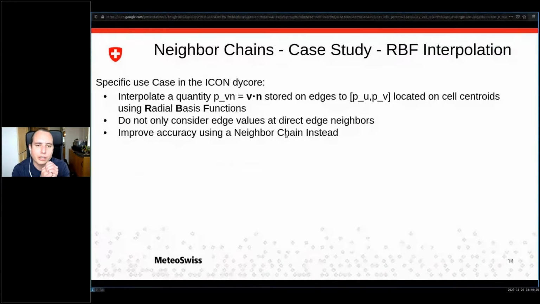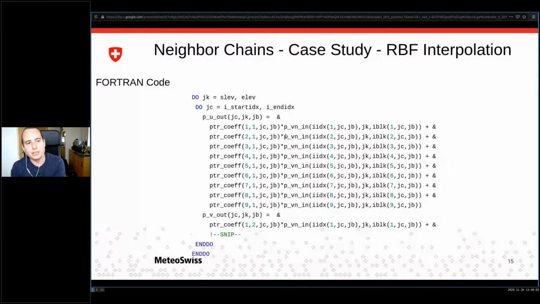So here we would like to look at a case study where such a concept might be useful. We are taking the RBF interpolation which we found in ICON. In this case, we are not only considering values at the direct edge neighbor from a cell, but we are trying to improve the accuracy by looking at more neighbors. Here is part of the relevant Fortran code.